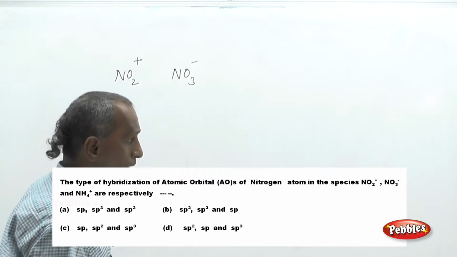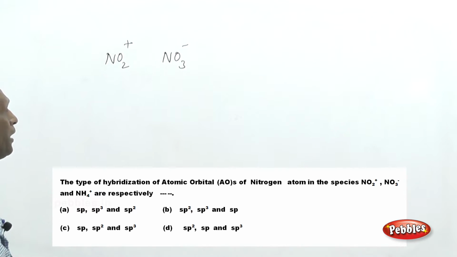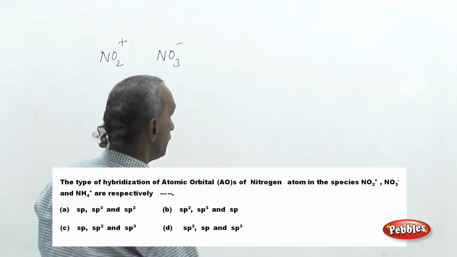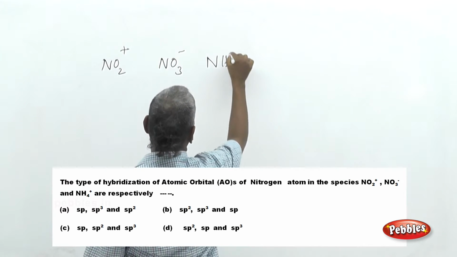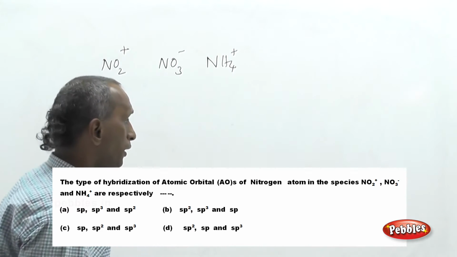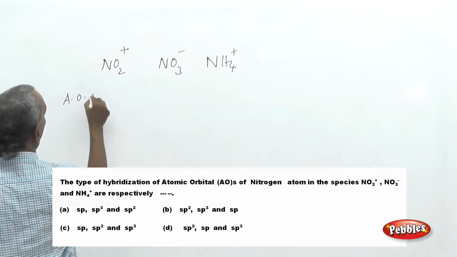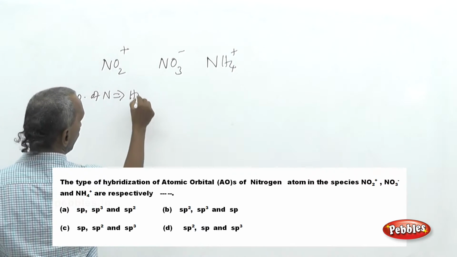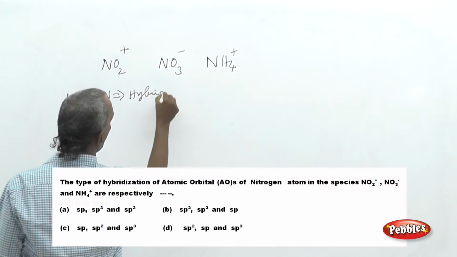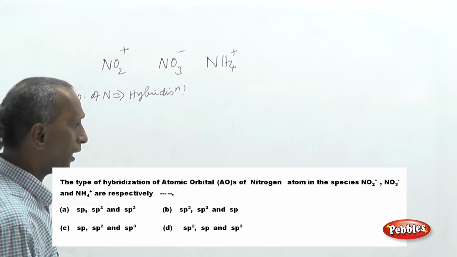NO3 minus, that is nitrate. Nitric acid is HNO3, H plus NO3 minus. Nitrate is NO3 minus, ammonium ion NH4 plus. They have given 3 species. They have asked about the atomic orbital of nitrogen in all these species, its hybridization. What is the hybridization of the atomic orbital of nitrogen in these species?